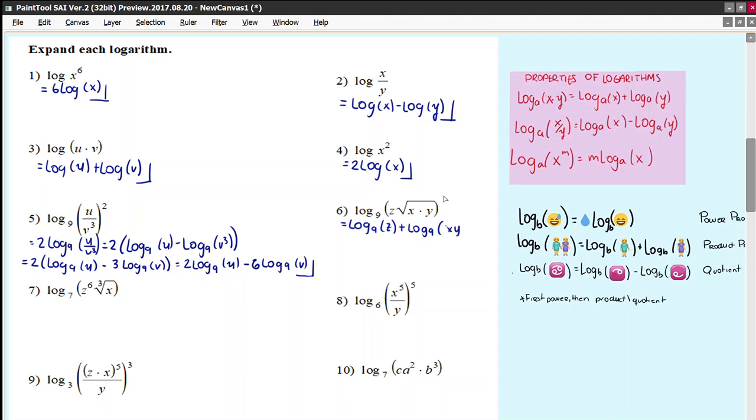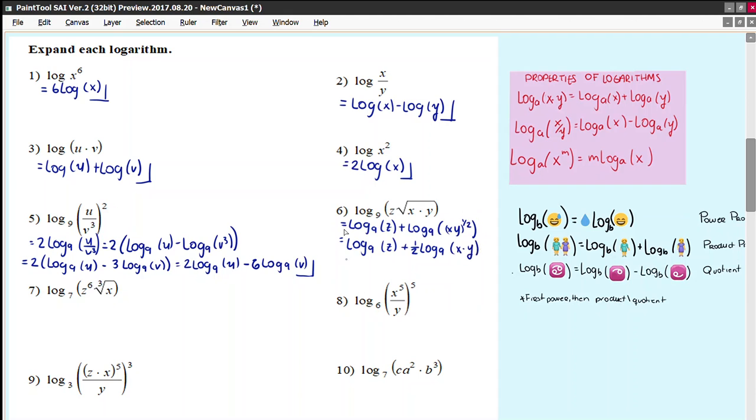And I'm going to rewrite from now on my square root as 1/2, because you know how to rewrite radicals as fractional exponents. From here, this argument is already ready because it doesn't have products, quotients, or powers, but this one has a power. So I'm going to apply the power property to get rid of that exponent and put it as a number multiplying my logarithm. So this is logarithm base 9 of z plus 1/2 logarithm base 9 of x times y.